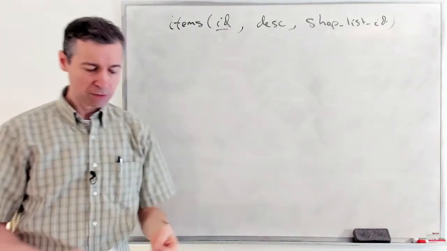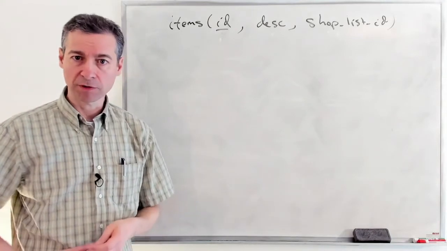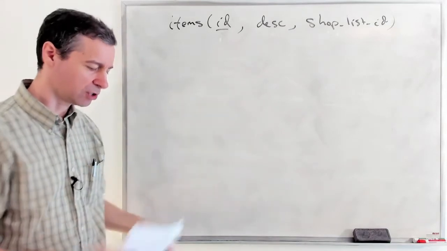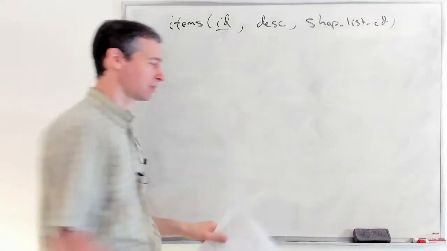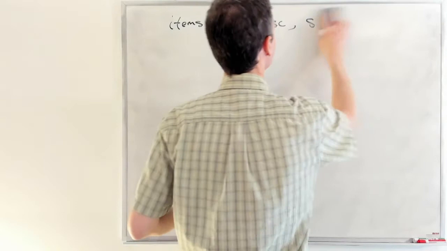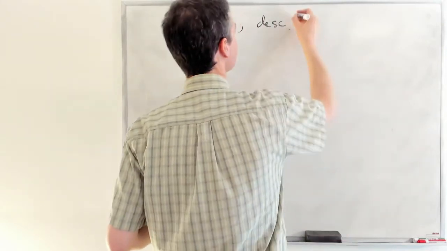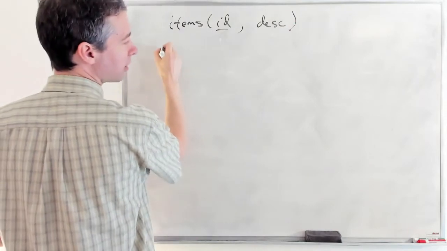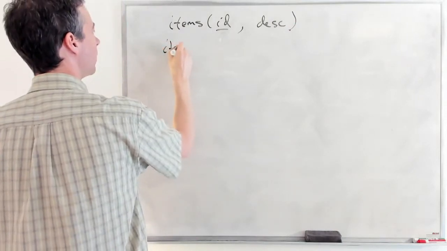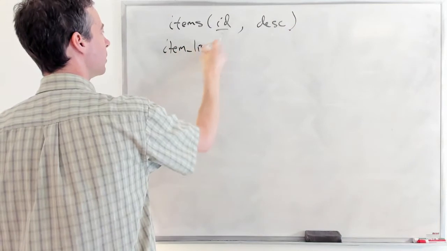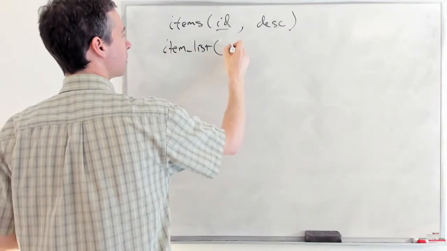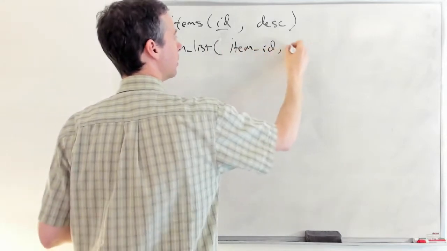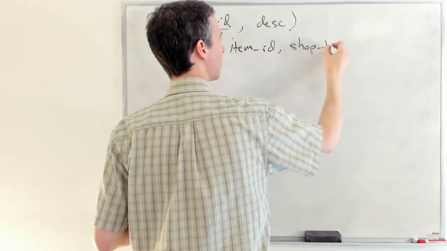Now, some students aren't doing their schema reduction, and so now they have a head scratcher. If they haven't done the schema reduction, they've got this, and then they've got, I guess, item list, and I had an item ID and a shop list ID.